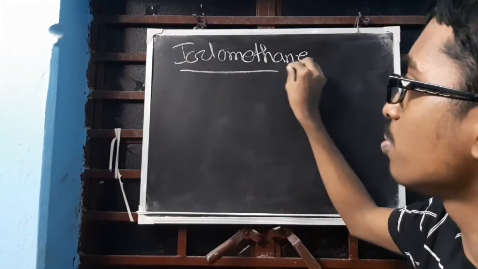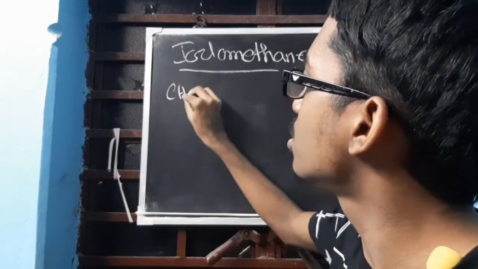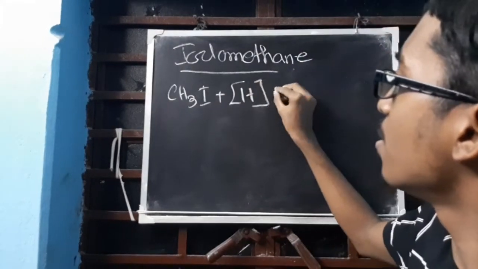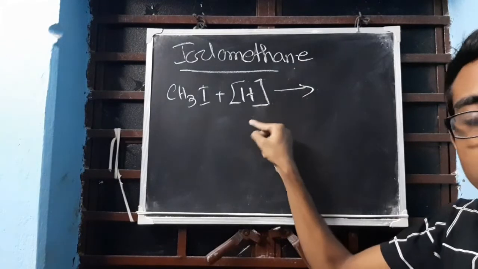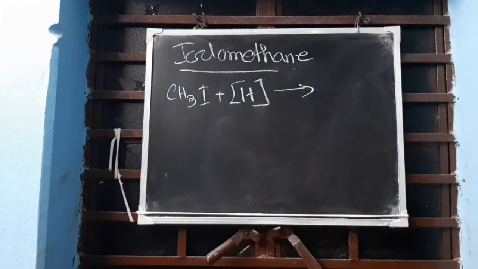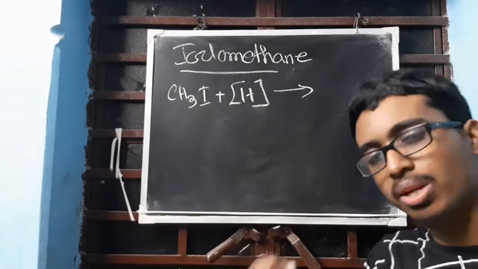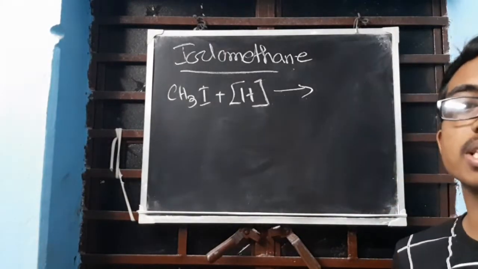First let's do with iodomethane, then let us do CH3I plus, this is reducing agent. Okay, here there will be a reducing agent. Clear? It's not hydrogen, please. This is reducing agent. We have placed hydrogen. It seems like nascent hydrogen. You can take it as nascent hydrogen, but this is basically reducing agent.